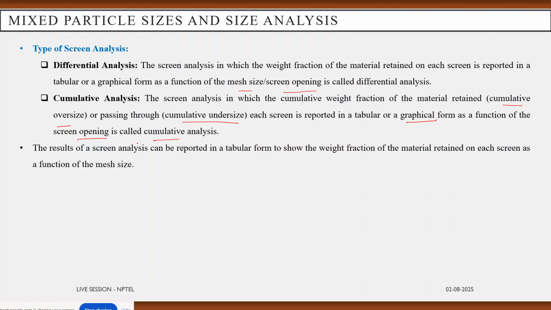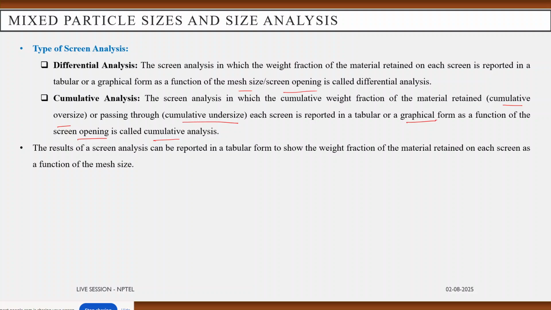So the results of a screen analysis can be reported in a tabular format to show, for each screen, what the average particle size is, what the screen opening is, and what the fraction of sample retained onto the screen is. We can also calculate the fraction of sample that will be passing through.